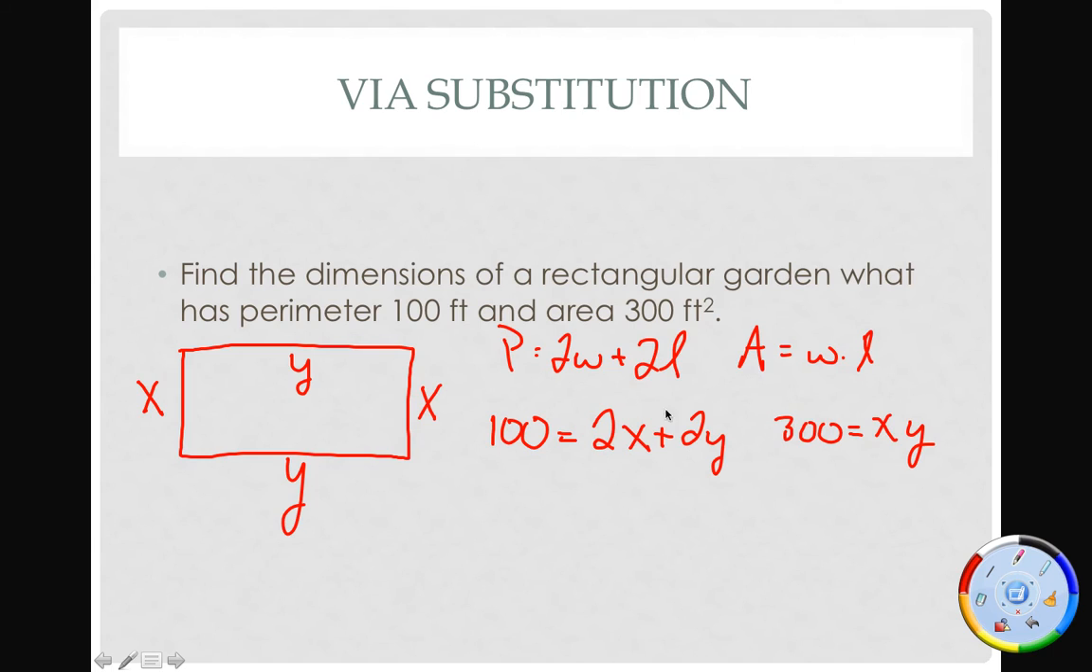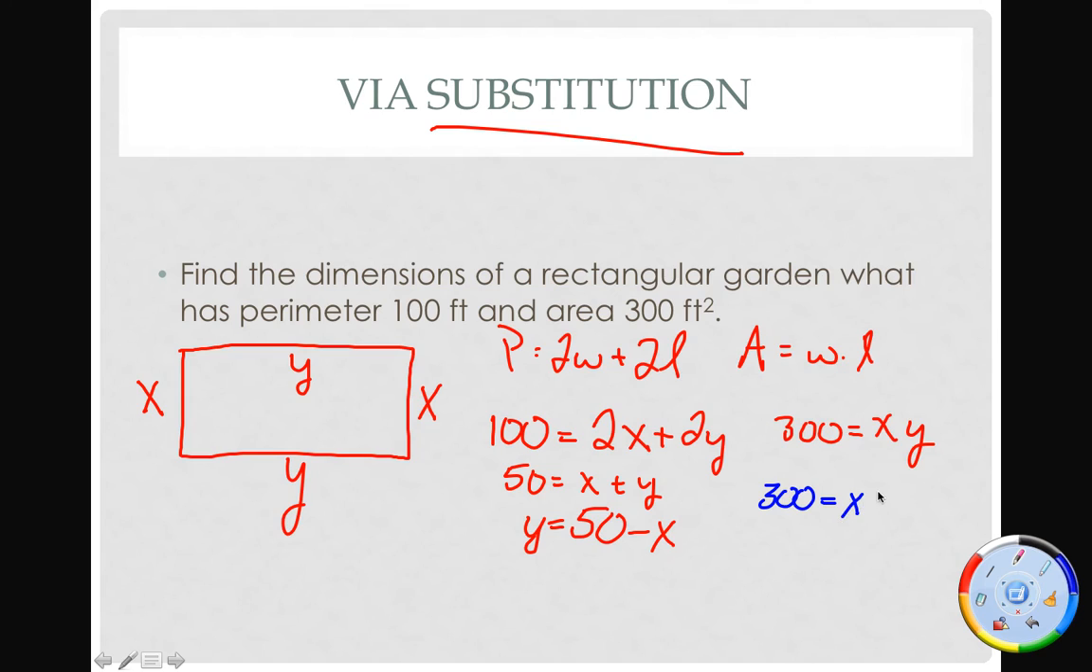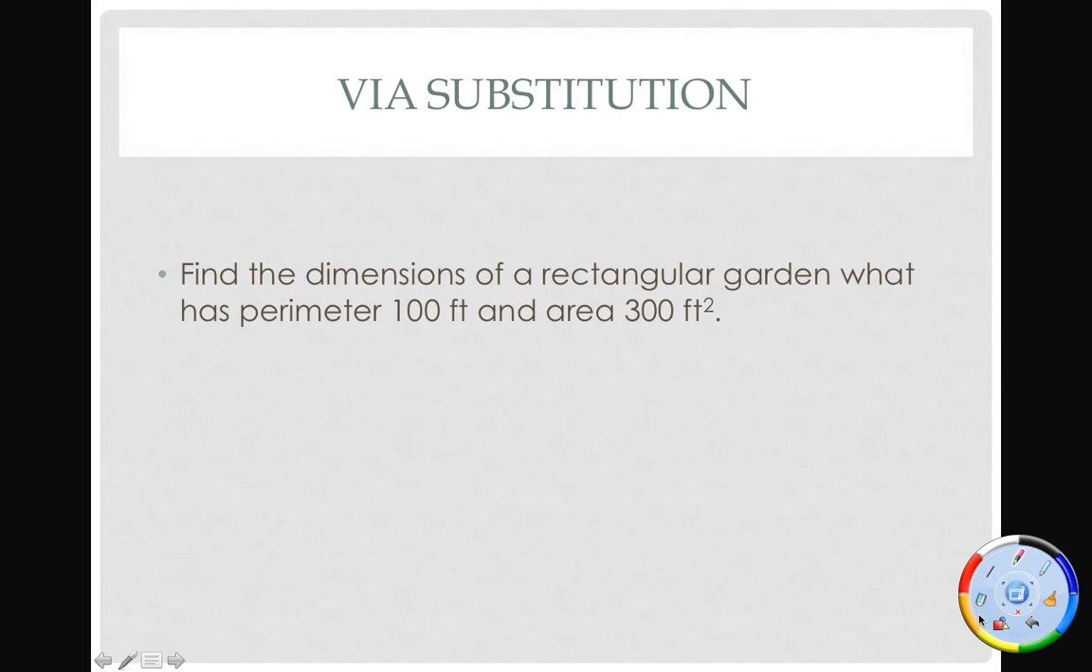Now, I kind of like to simplify the perimeter equation by dividing everything by 2, so it's actually 50 equals x plus y. And since we're solving with substitution, this one doesn't actually work with elimination. You have to use substitution. I would get y by itself, or x by itself, doesn't matter, but in this case, 50 minus x. I'm then going to substitute that in. I'm going to say 300 equals x times 50 minus x. And in this particular case, I get 50x. That's ugly.